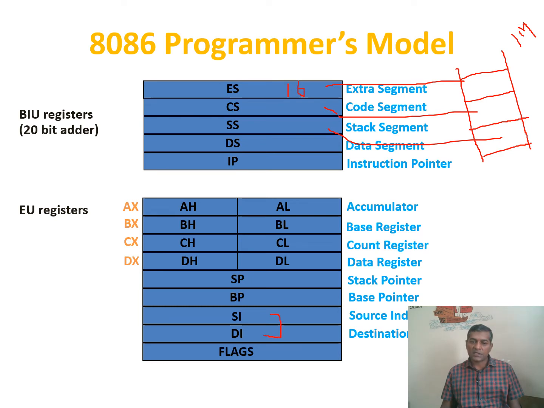These two registers are used for copying data or moving data from one place to another place. For this purpose, we have a few defined instructions, and in that situation we have the source index and destination index registers. Then we have the flag register.